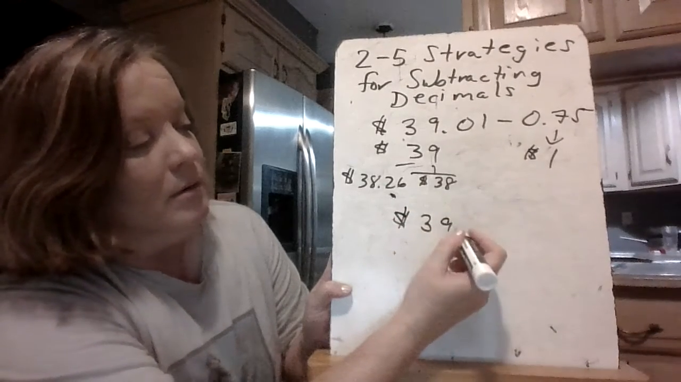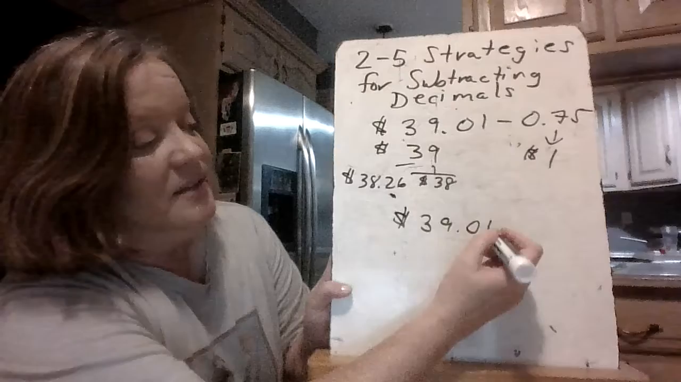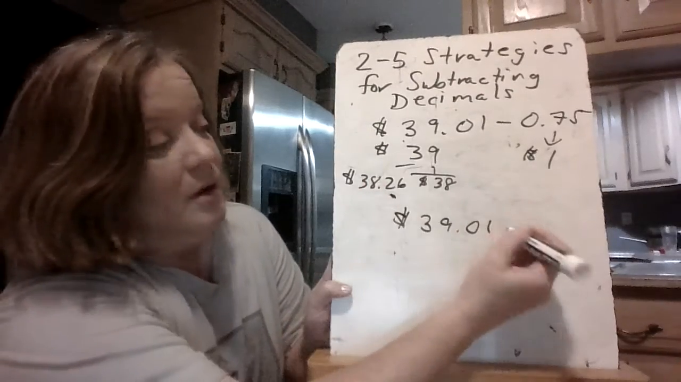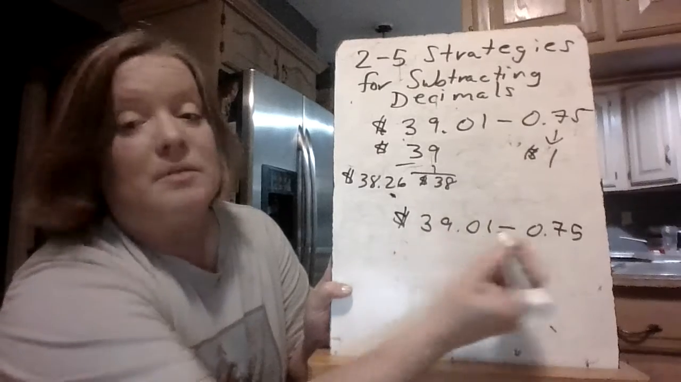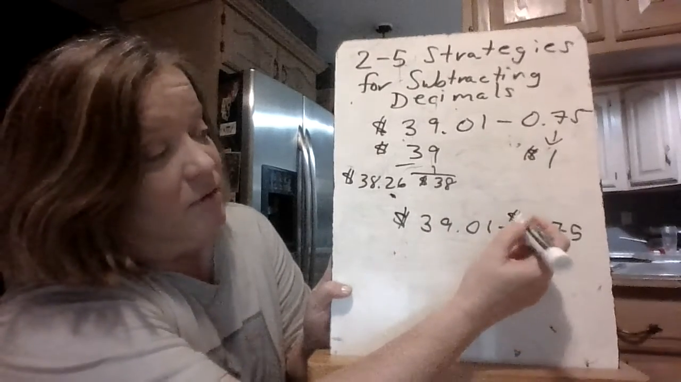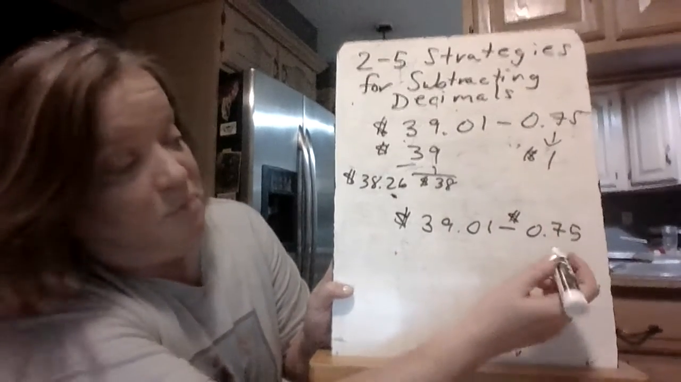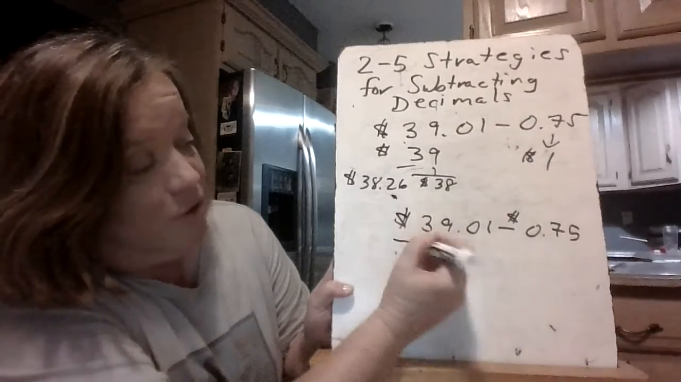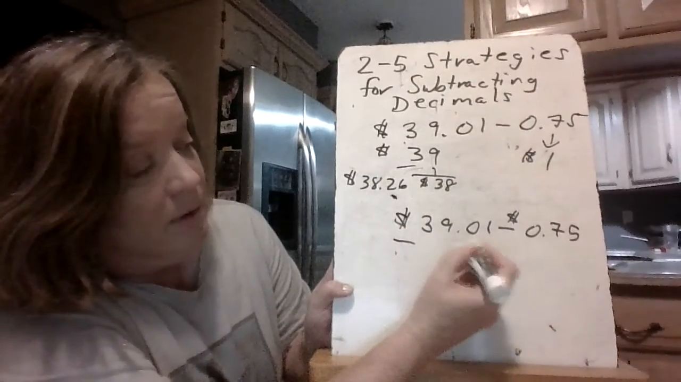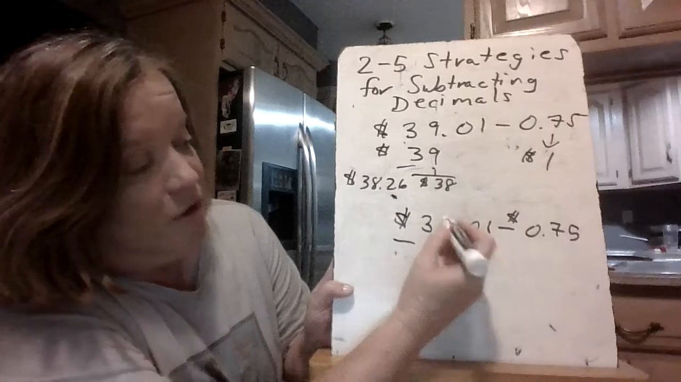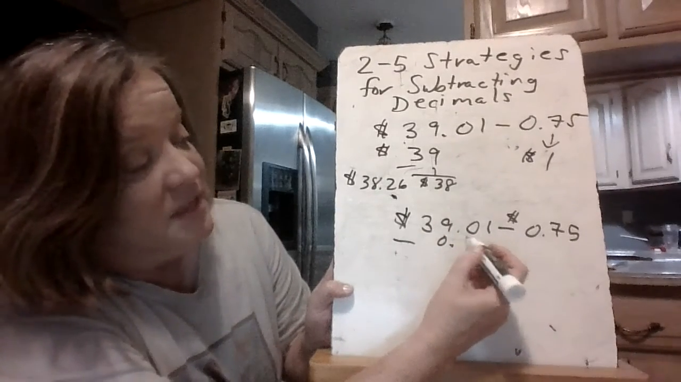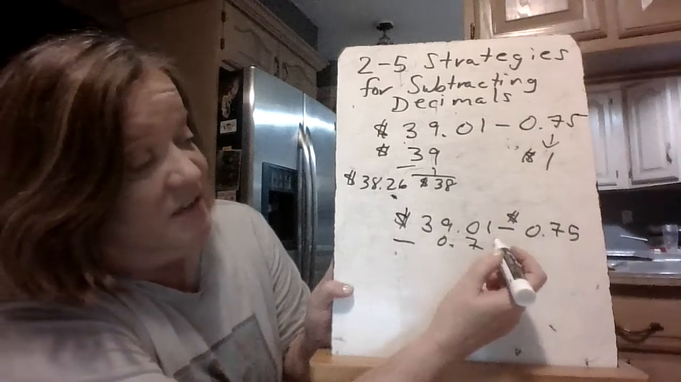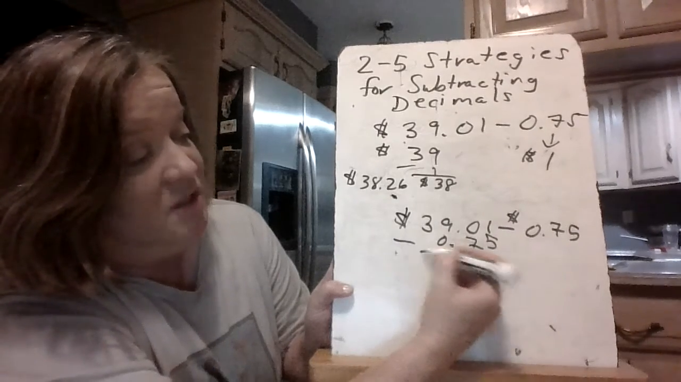$39.01 or 39 and 1 hundredth, take off 75 hundredths or 75 cents if you like. Okay, let's move this over and subtract them vertically. I'm going to line them up. Put the decimal point down. The 0 is going to go under the ones place because I have no ones yet. 7 is going to go under the 0 in the tenths place. The 5 is going to go under the 1 in the hundredths place.